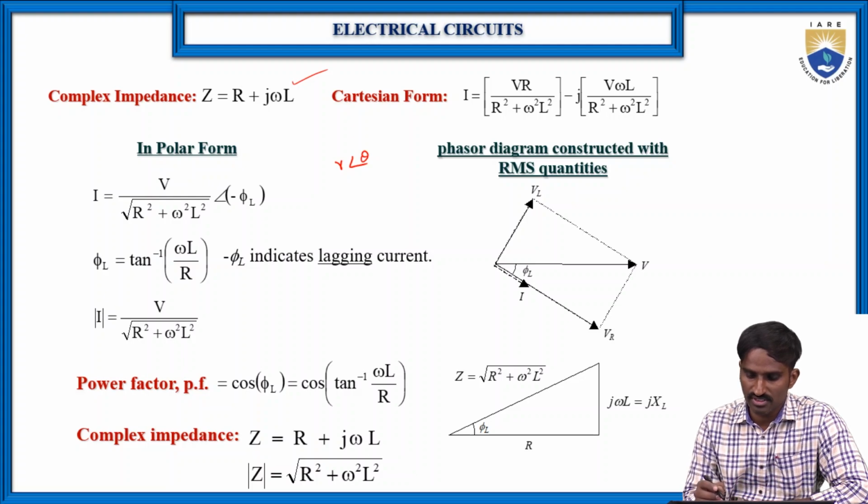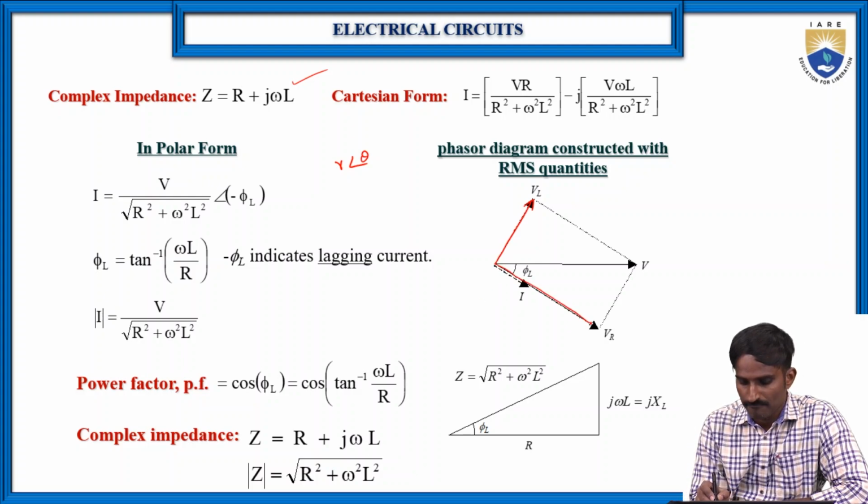Let us consider here it is VL and here it is VR. Then the resultant between this VL and VR is the total voltage V. Then the total voltage V lags the current by an angle of phi L. So this is the current I, right? Because in case of VR and IR, the current and voltage are in phase. So that's why here this is the V and this is the I, both in the same phase.